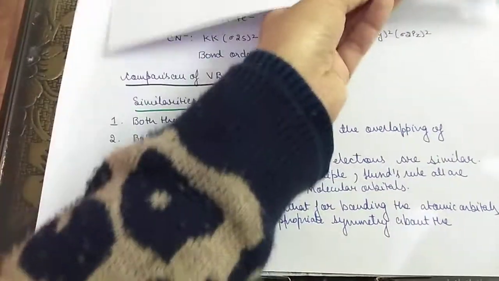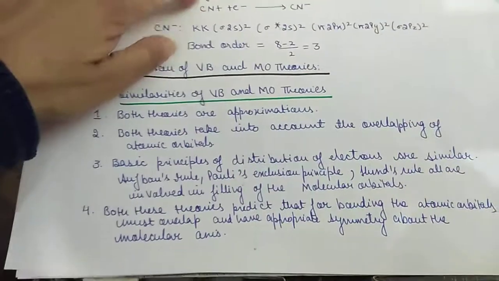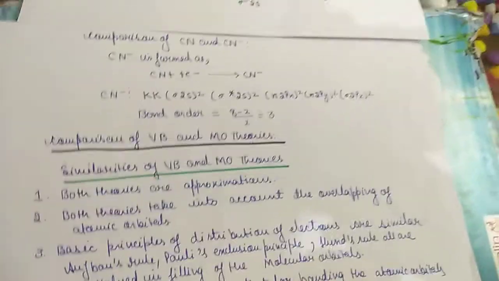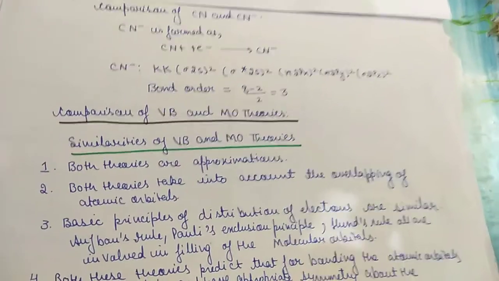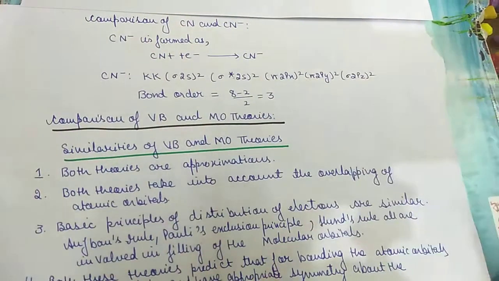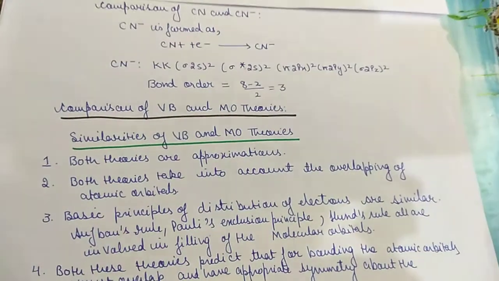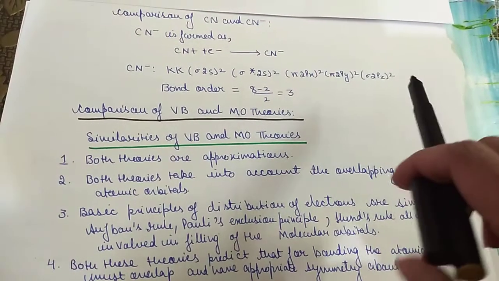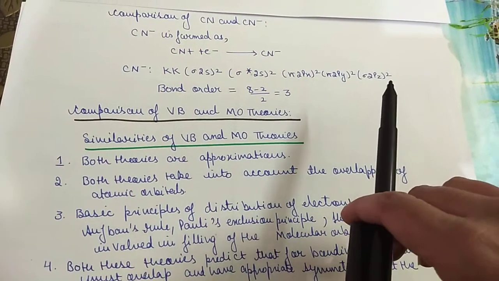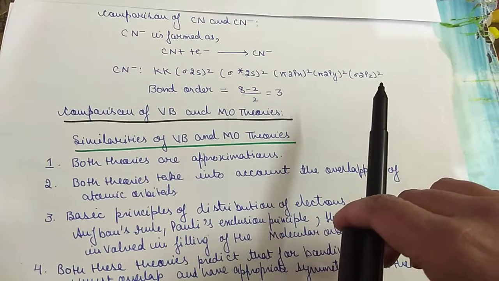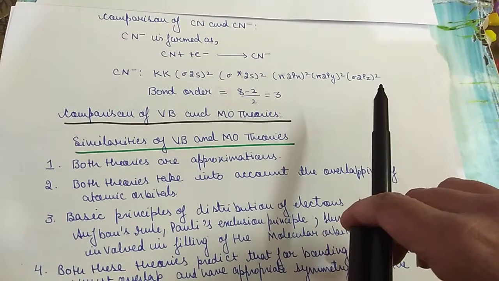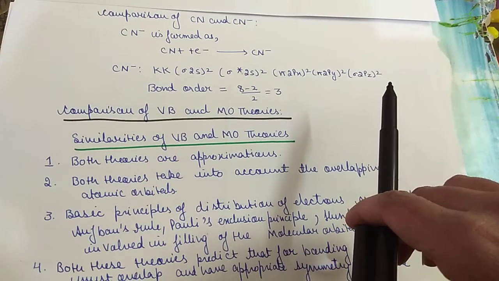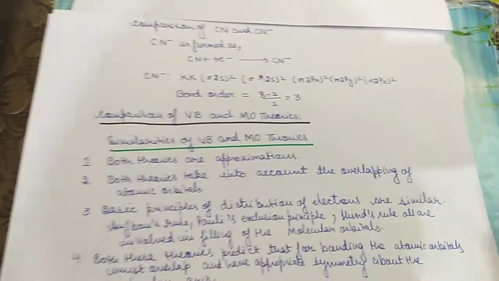Then if we compare CN and CN negative, CN negative is formed as it gains one electron, so it will have one extra electron. Sigma 2pz will have 2 electrons. That is the only difference, that sigma 2pz will have 2 electrons instead of 1.